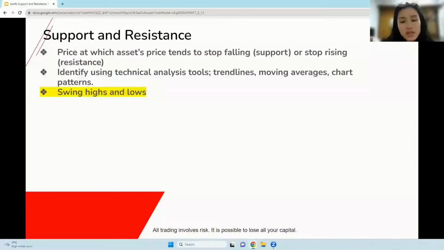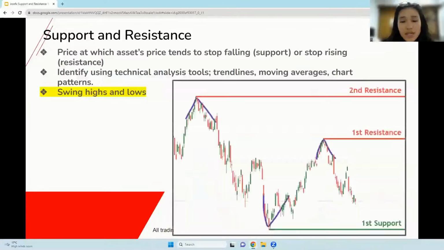And it's important to note that these levels are not absolute and can change over time. So continuous monitoring is necessary. So I've added an image here for you to see how exactly we can use swing highs and lows as resistance and support levels, but we will go through it more in depth in the next few slides. So take note of how there are clear peaks and troughs in the market structure, and these areas can be used as your support and resistance levels.